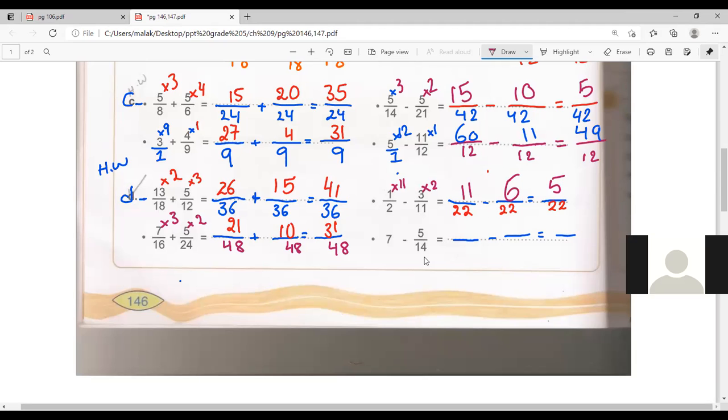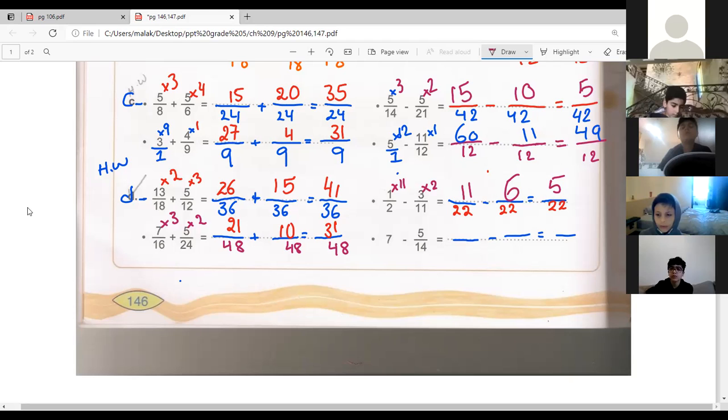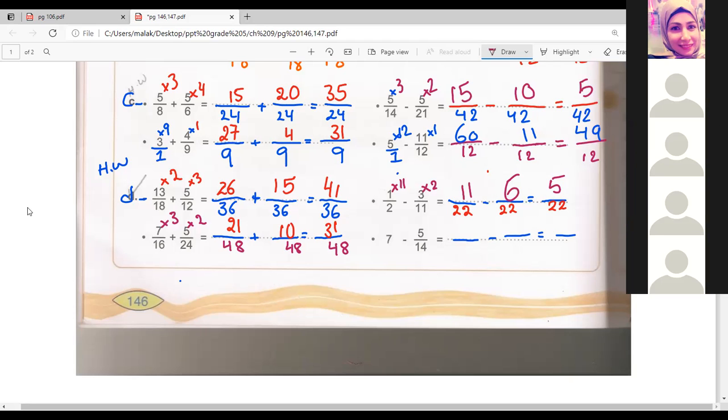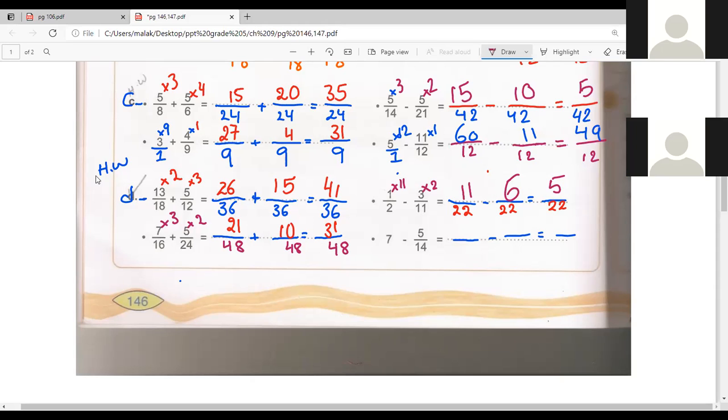Go on, Haidar, the last one: 7 minus 5 over 14. Common multiples between 1 and 14. It is the same as we were doing with addition. Yes, the last one, please, I'm waiting, hurry up.